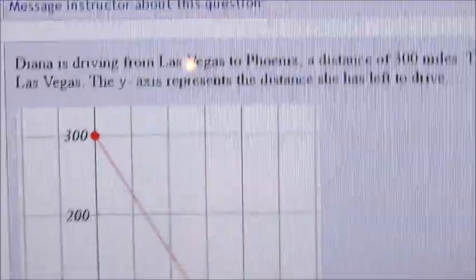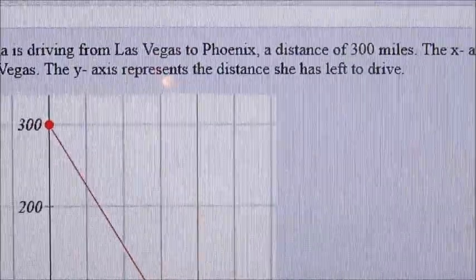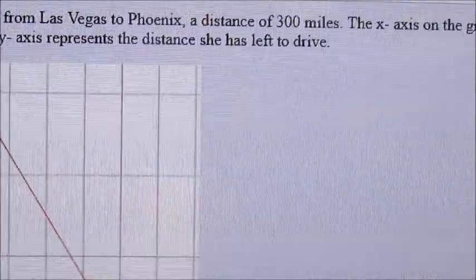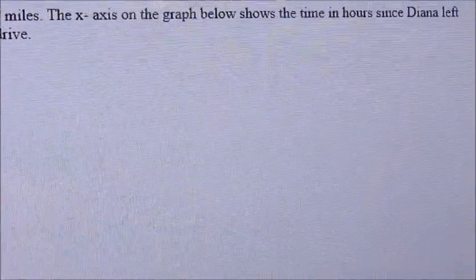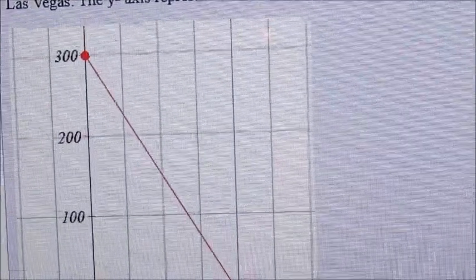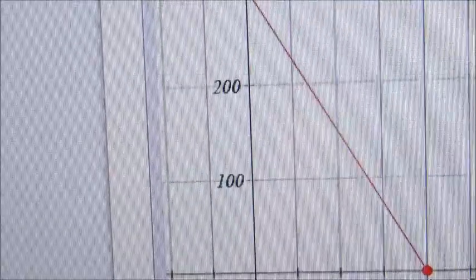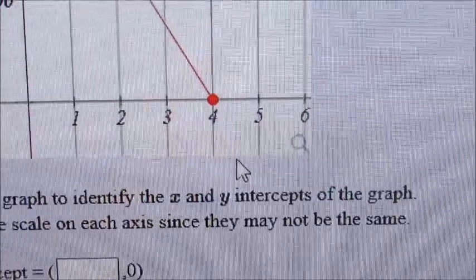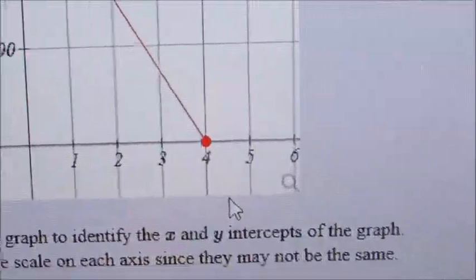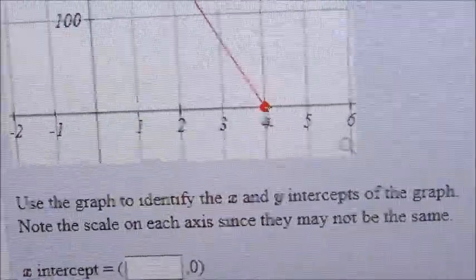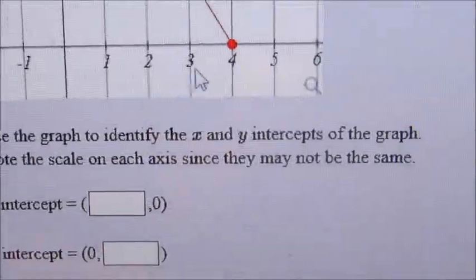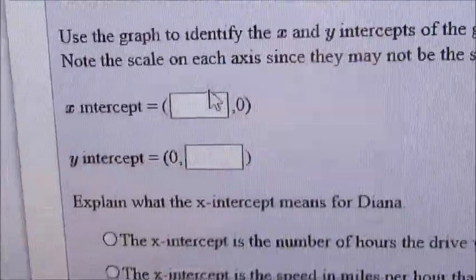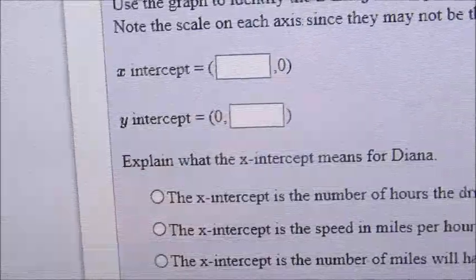This one, it says that Diana is driving from Las Vegas to Phoenix, a distance of 300 miles. The x-axis on the graph shows the time in hours since Diana left Las Vegas. The y-axis represents the distance she has left to drive. So at 0 time, she has 300 miles left to go, and at 4 hours, she has 0 miles left to go. So we're just going to put our intercepts. Our x-intercept is 4. Our y-intercept is 300.